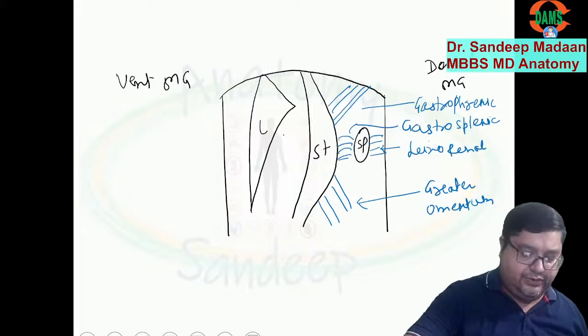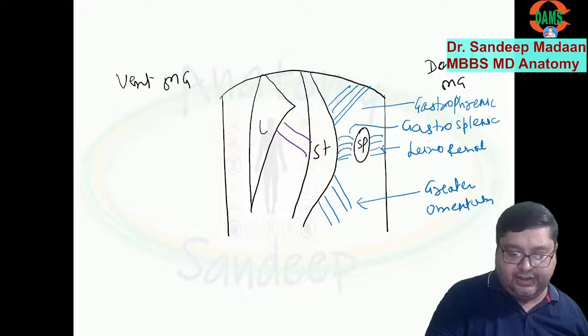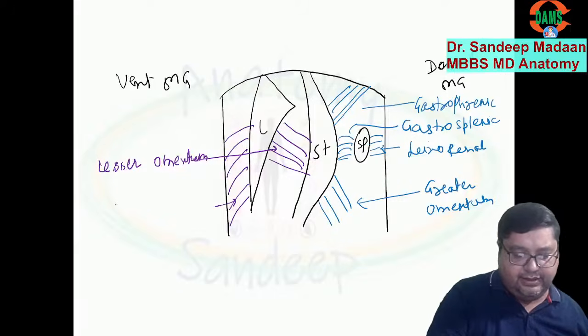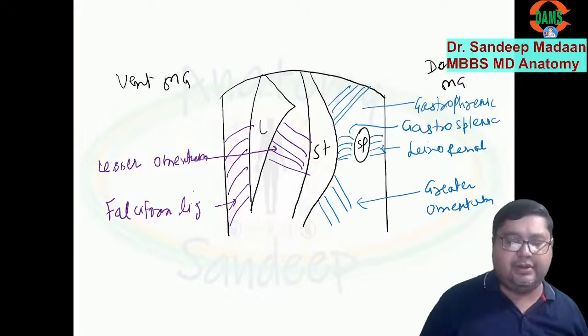In front, if you see, let me change the color. In front we have something between the liver and the stomach, and something between the anterior wall and the liver, like this. This will be lesser omentum, because that is along the lesser curvature of the stomach, so lesser omentum. This will be falciform ligament.